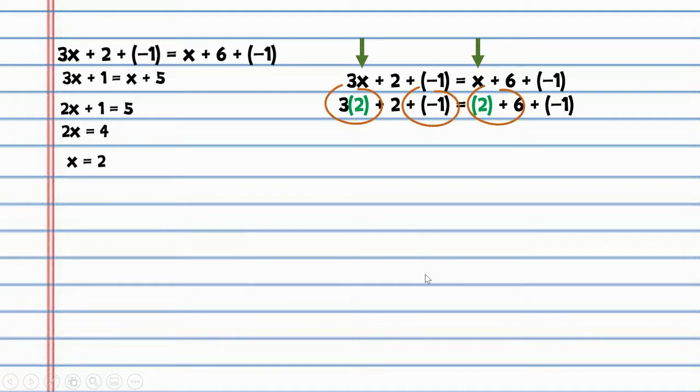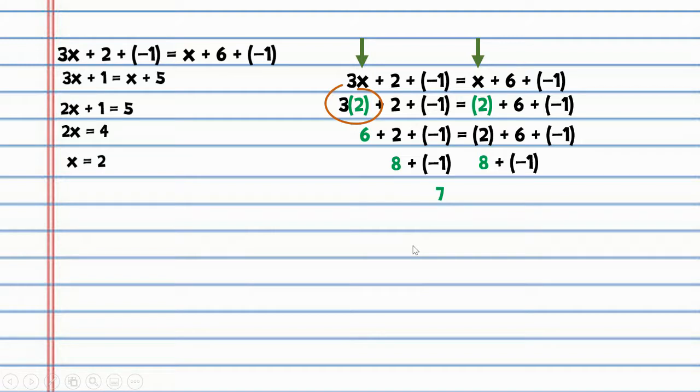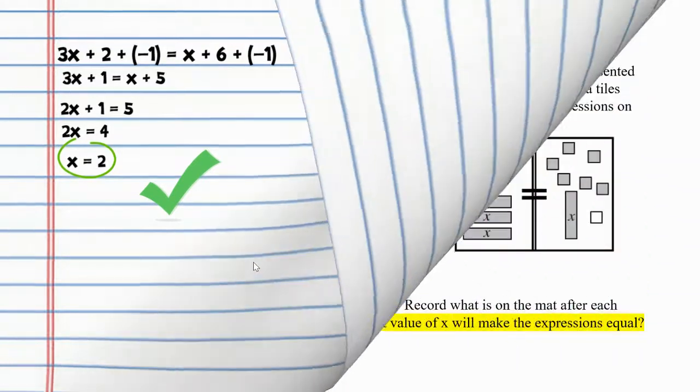And I see multiplication, subtraction, and addition. I'm going to do my order of operations, so multiplication will come first. Now I can do my addition and subtraction from left to right on both sides of the equal sign. On the left, 6 plus 2 is 8, plus negative 1 gives me 7. And on the right, I have 2 plus 6 is 8, plus negative 1 also gives me 7. Are these equal? Yes, therefore x equals 2 is the correct solution.